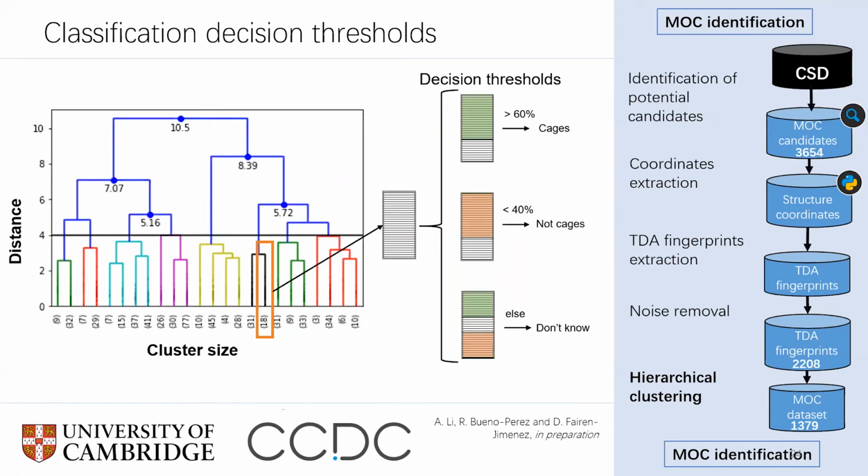And I will look at each cluster and just visually check how many of them are cages and how many of them are not cages. This is not ideal, but having no labeled data set and not having a clear definition of cages, this is the best I thought I could do at this point. So with this, I ended up having 1,400 metal organic cages, and I'm confident that about 94% of them are cages. So this was the metal organic cages.